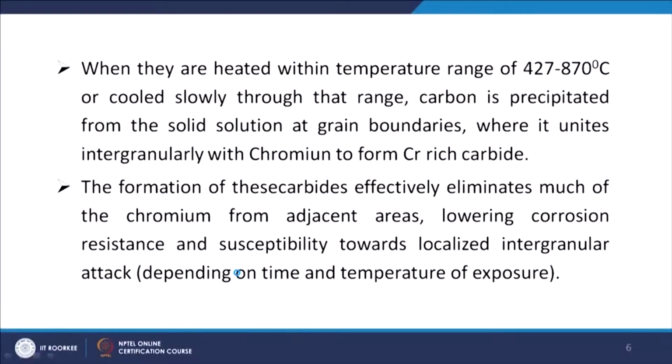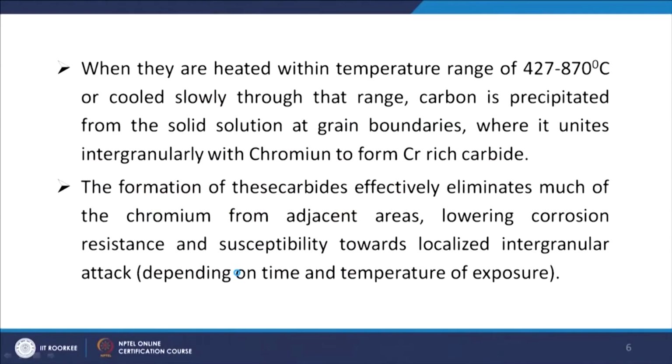So, in those cases carbon is precipitated from the solid solution at grain boundaries, and there it will unite intergranularly with the chromium again to form chromium rich carbide. So, basically you will have the formation of chromium rich carbide instead of chromium oxide. The formation of these carbides effectively eliminates much of the chromium from the adjacent area. If you have the formation of chromium carbide, you will have the depletion of chromium oxide.